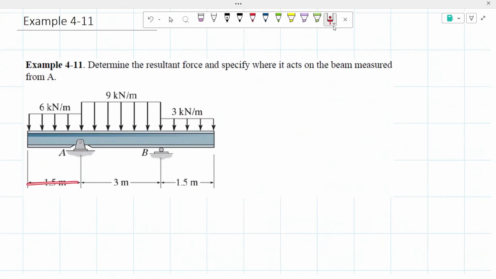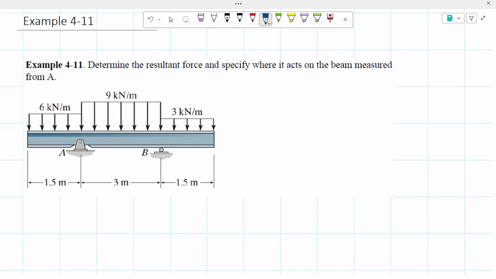For 1.5 meters, we have 6 kilonewtons per meter, then we change it to 9 kilonewtons per meter, and then we go back down to 3 kilonewtons per meter. To determine that resultant force and specify where the location is from point A, I'm going to first find each of the forces for each of the different loadings, and then add them together to find that resultant force.